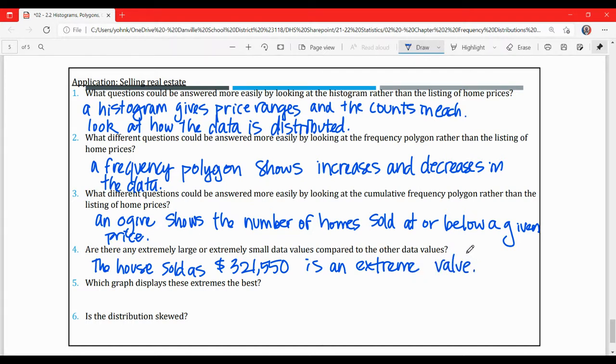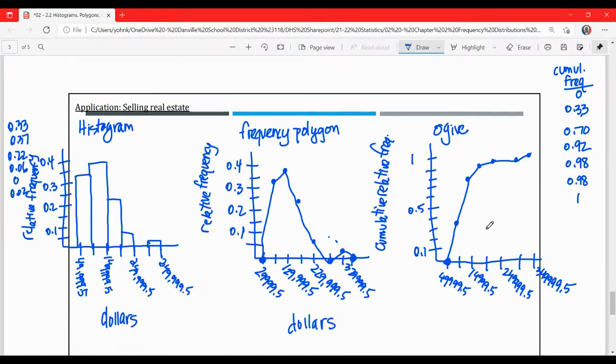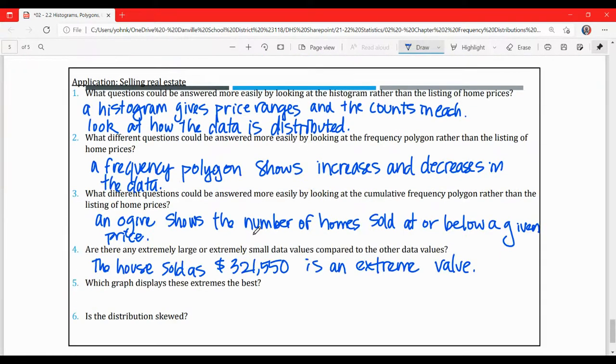Which graph displays this extreme the best? Well, if you look at the three pictures, I can clearly see a gap in the data right here. And so the histogram shows it best. So we can say the histogram displays the outlier and shows a gap in the data.